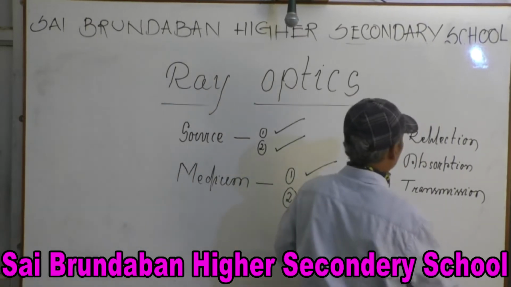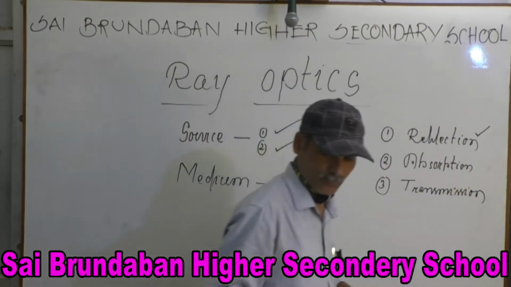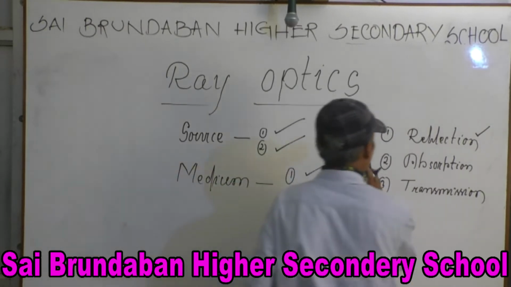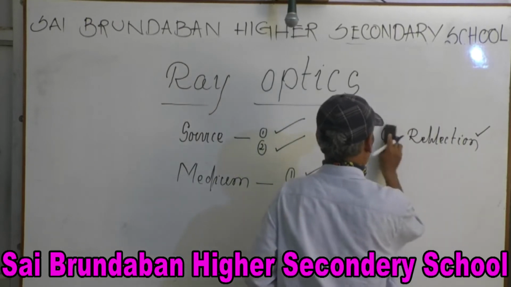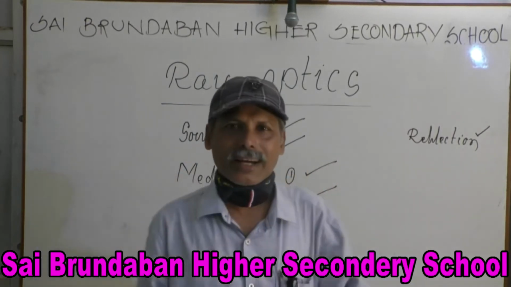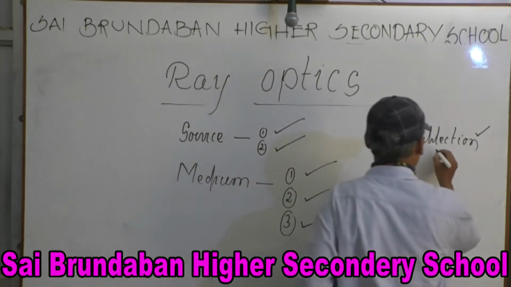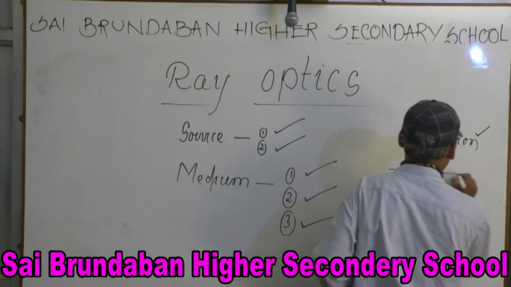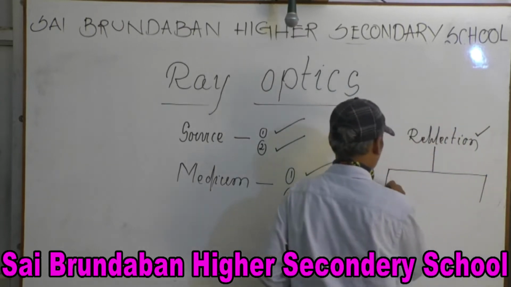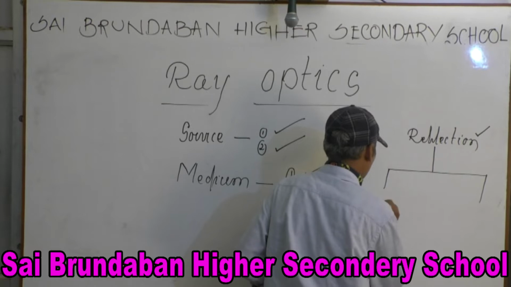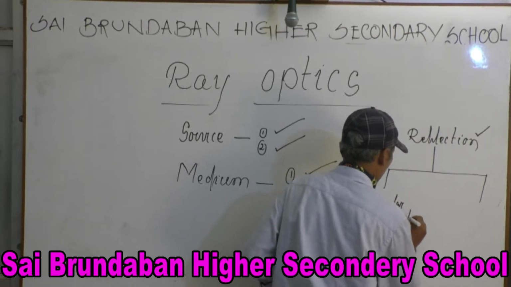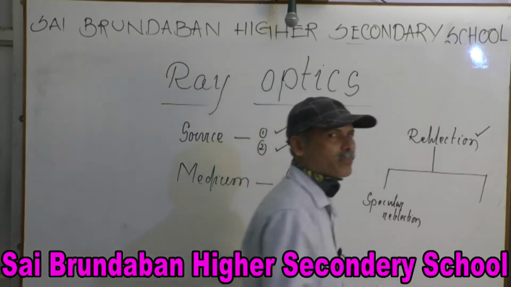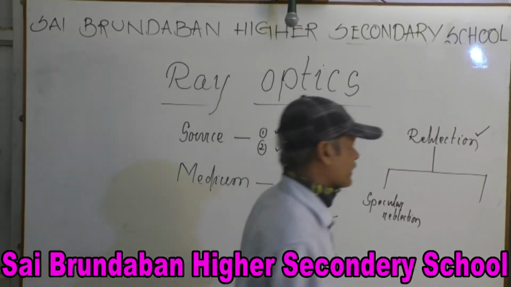Then go to reflection. There are two types of reflection. One is specular reflection, specular. Another one is diffuse reflection.